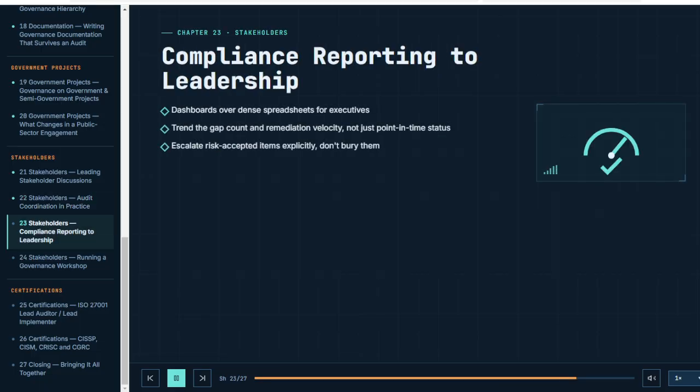Leadership needs dashboards, not dense spreadsheets. Track the trend in gap count and remediation velocity, not just a point-in-time status, and always escalate risk-accepted items explicitly instead of letting them disappear into a report. In summary, dashboards over dense spreadsheets for executives, trend the gap count and remediation velocity, not just point-in-time status, escalate risk-accepted items explicitly, don't bury them.